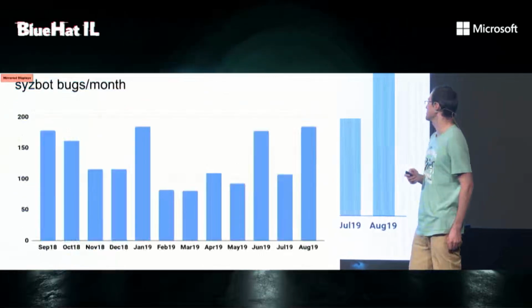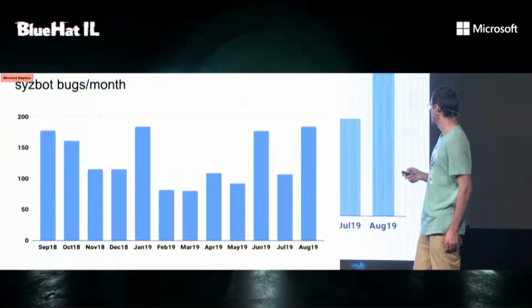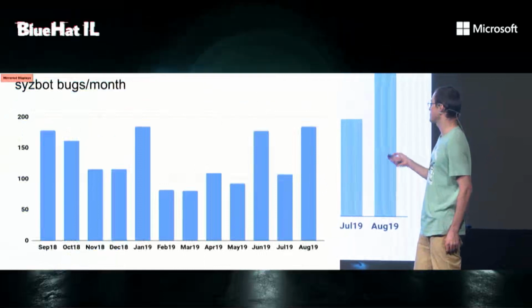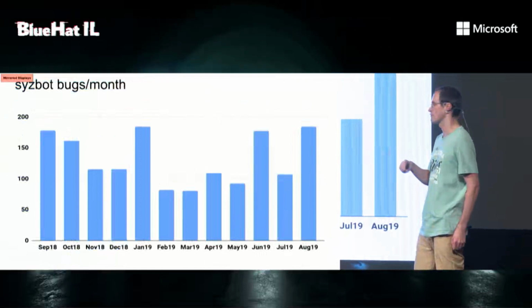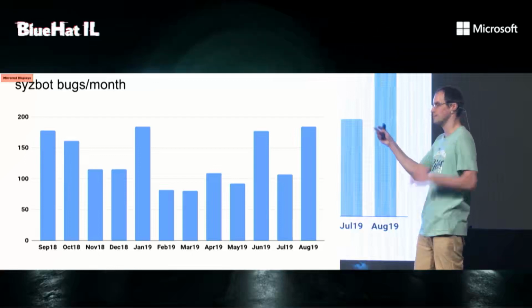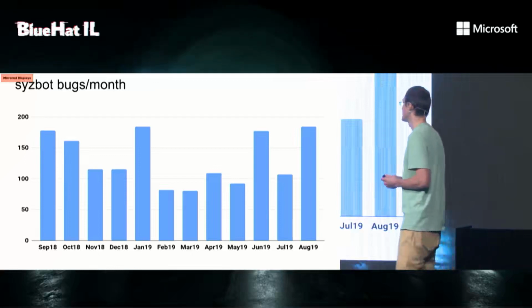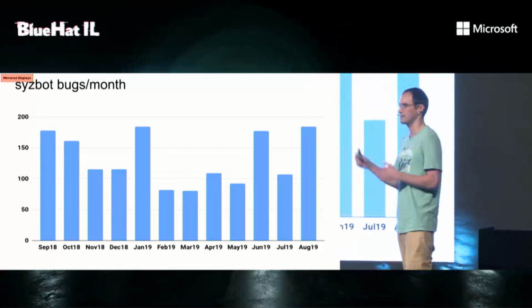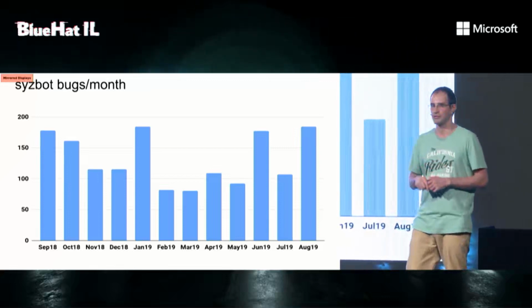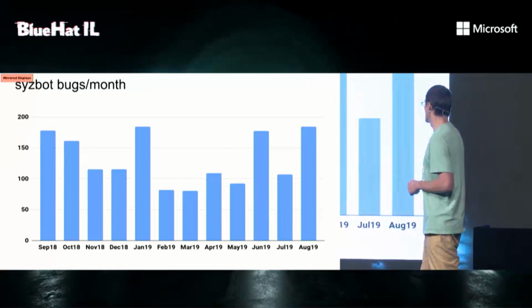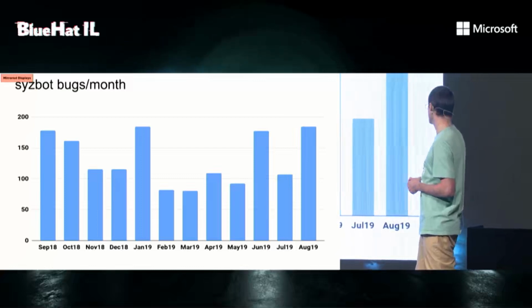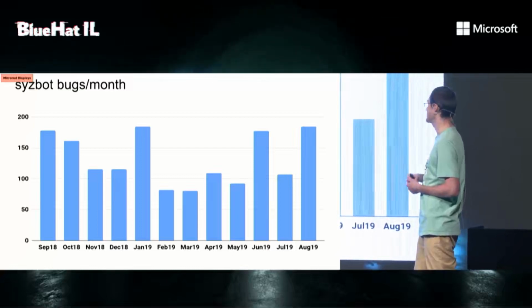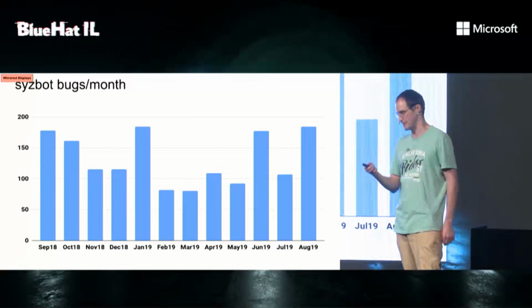This is the number of bugs we report per month. Now we report from about 100 to 200 bugs per month. You can see it's pretty random. Sometimes we add some new features. Sometimes there's new code being merged in the kernel. So people ask if it's getting better. I can say that it's getting better. It's still pretty random.